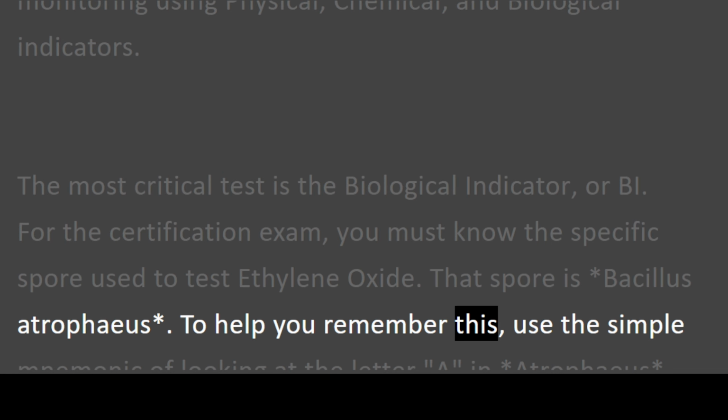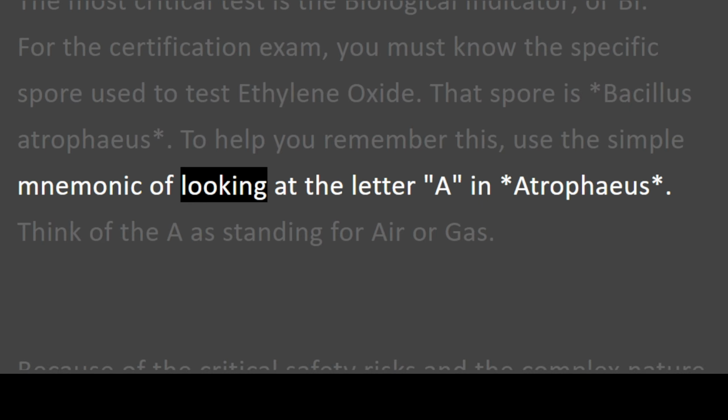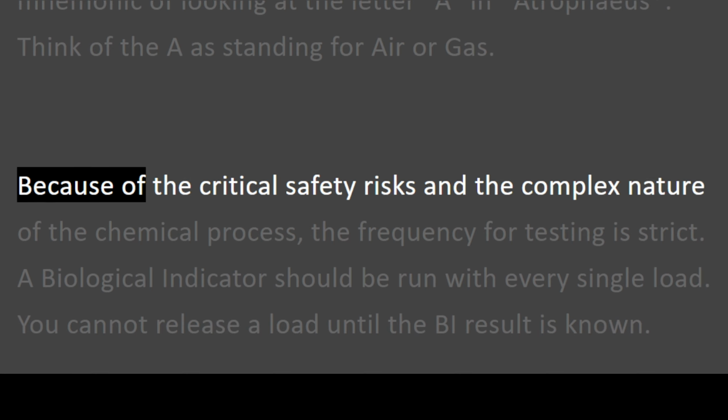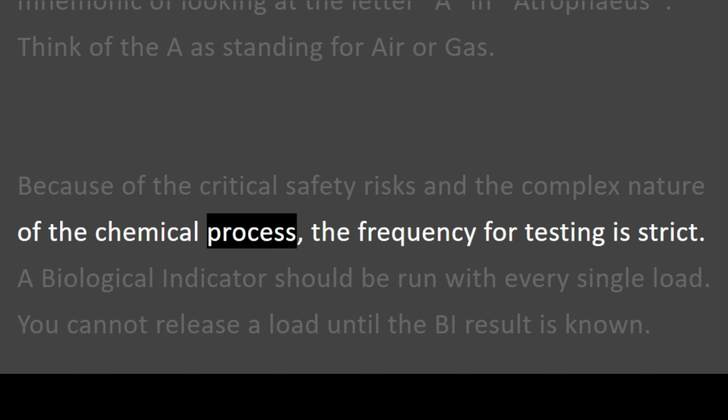To help you remember this, use the simple mnemonic of looking at the letter A in atrophaeus. Think of the A as standing for air or gas. Because of the critical safety risks and the complex nature of the chemical process, the frequency for testing is strict.